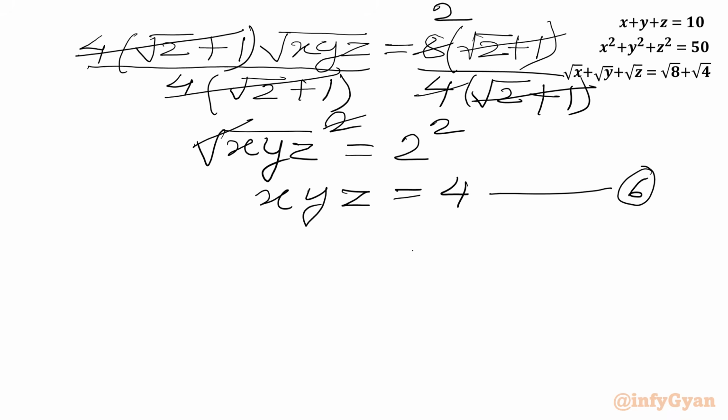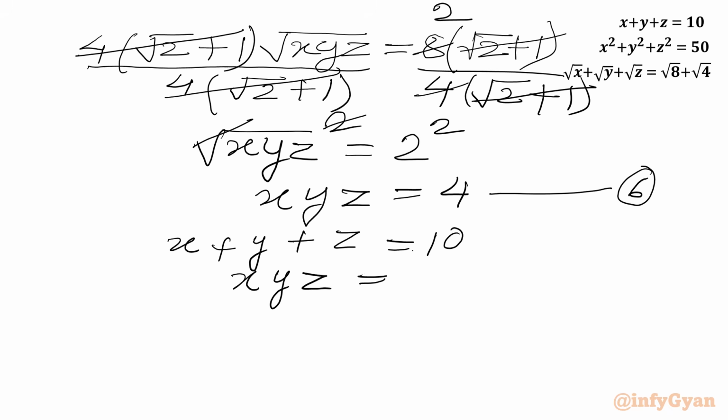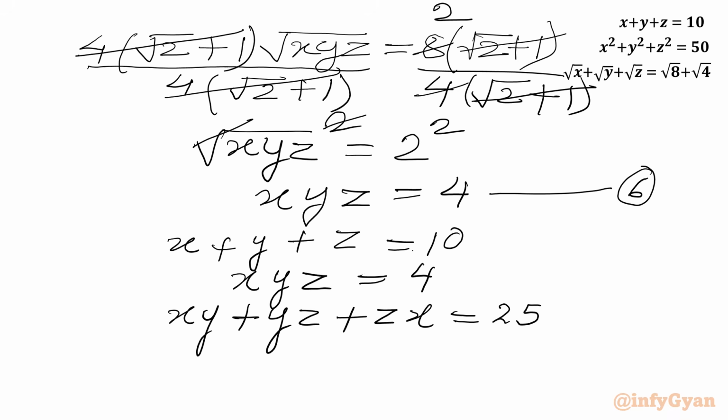Now we have three equations. First one is equation number 1, x plus y plus z equal to 10. Second equation is xyz, which we have calculated over here, equation number 6, and the value is 4. Then we have xy plus yz plus zx, which we calculated earlier. This was equation number 4, and this value was 25. Now we have one system of equations.